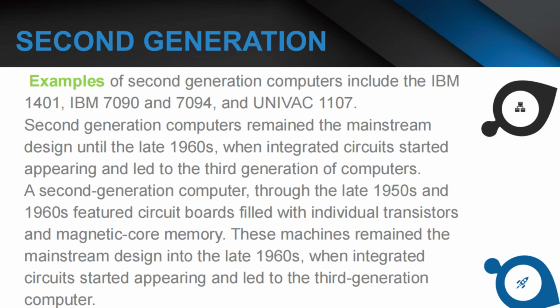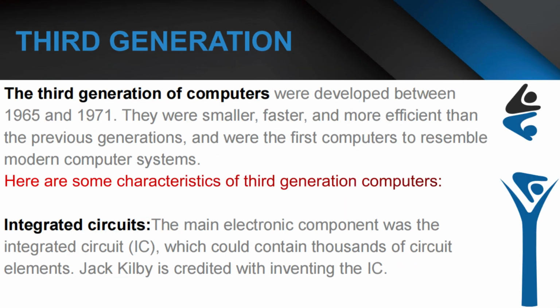Second-generation computers remained the mainstream design until the late 1960s, when integrated circuits started appearing and led to the third generation of computers. A second-generation computer, through the late 1950s and 1960s, featured circuit boards filled with individual transistors and magnetic core memory. These machines remained the mainstream design into the late 1960s, when integrated circuits started appearing and led to the third-generation computer.